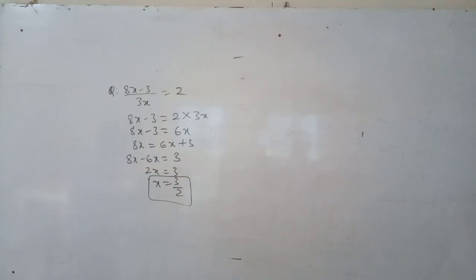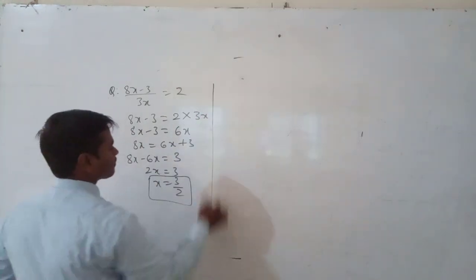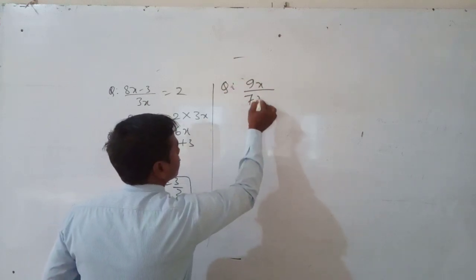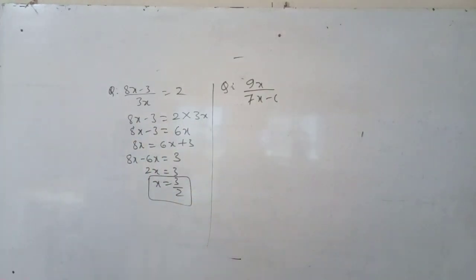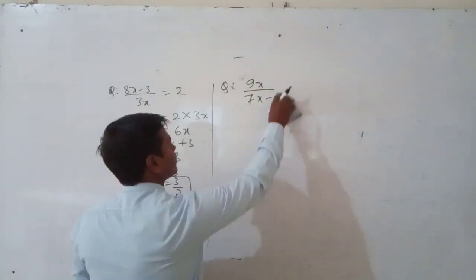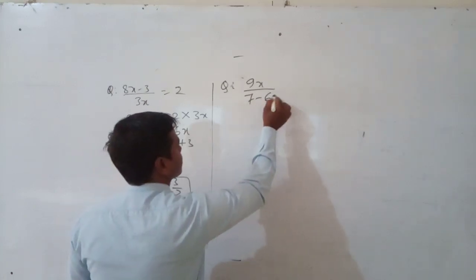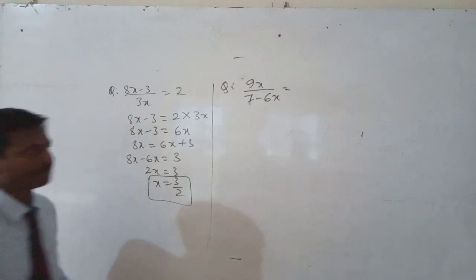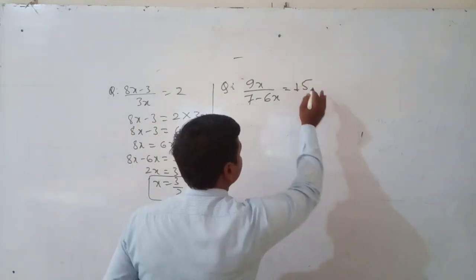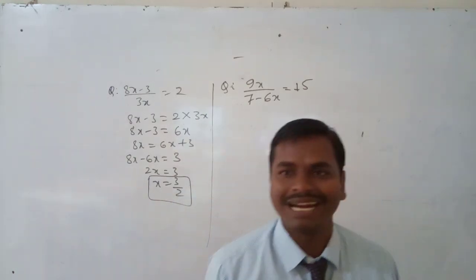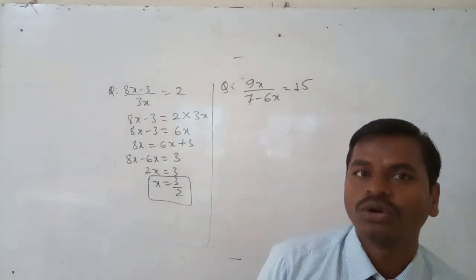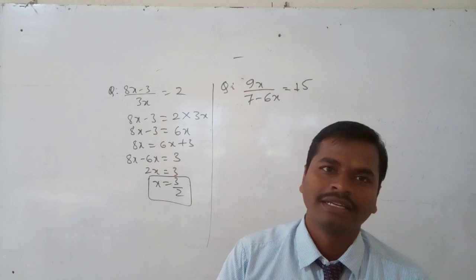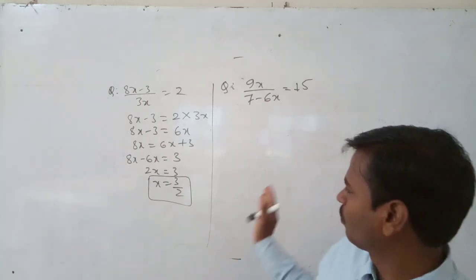9x by (7 minus 6x) equal to 15. It is also not in standard linear equation. First we convert this given equation to the standard linear form, then we will solve the linear equation for the x value.